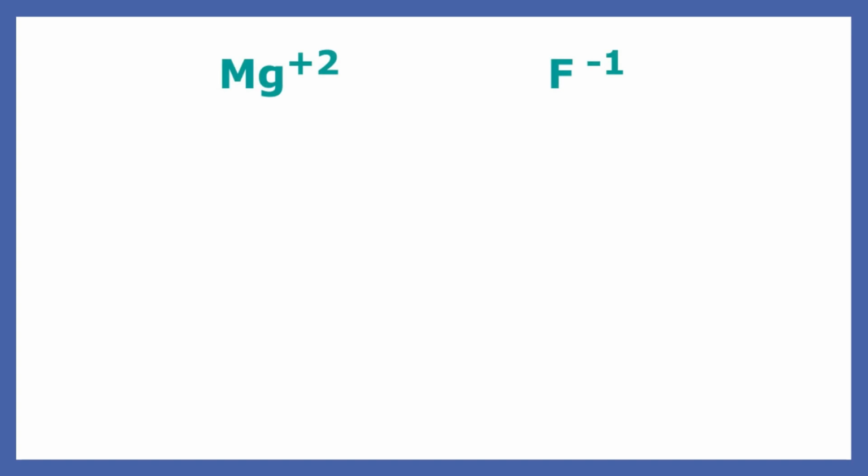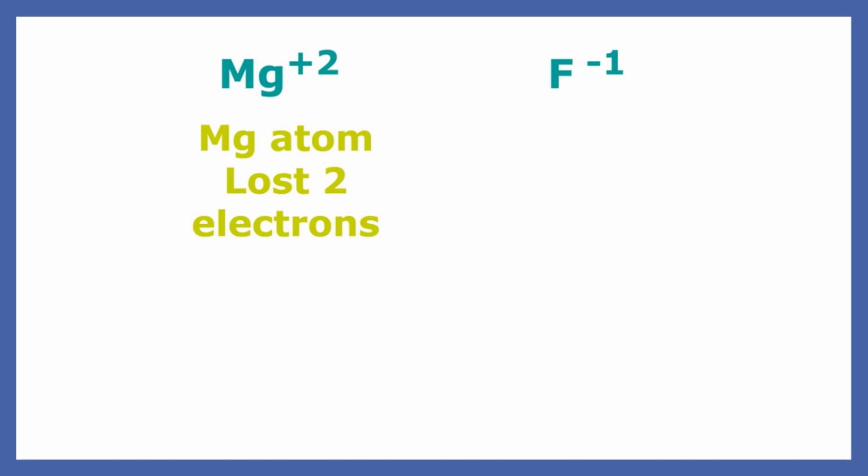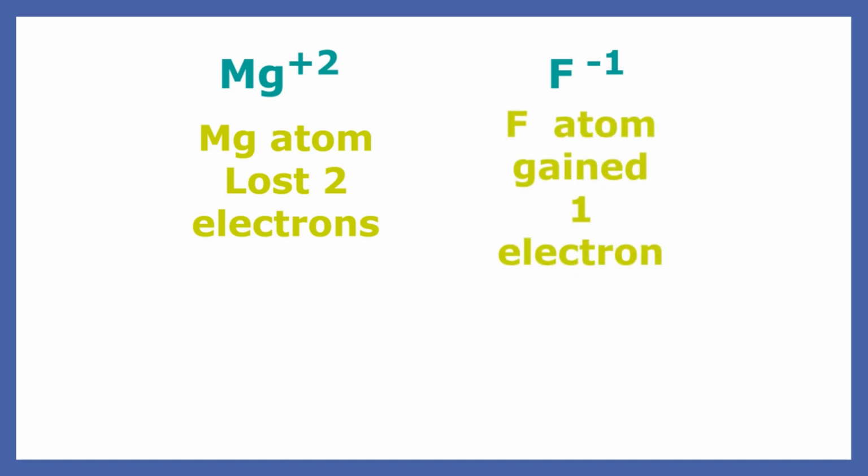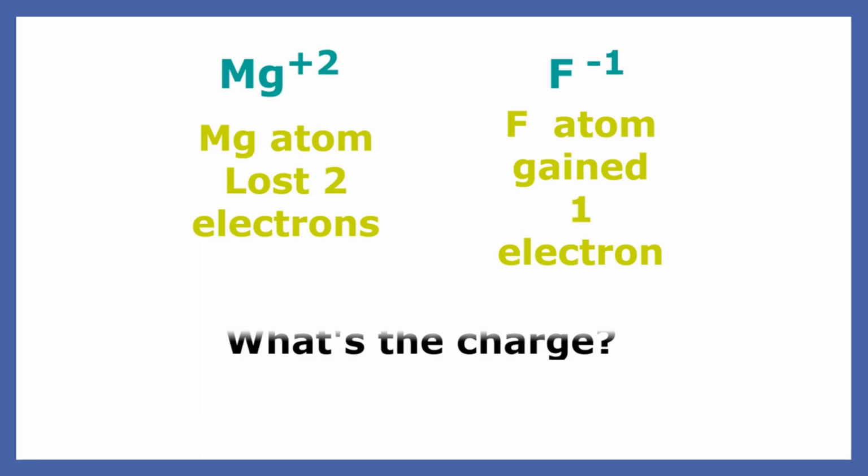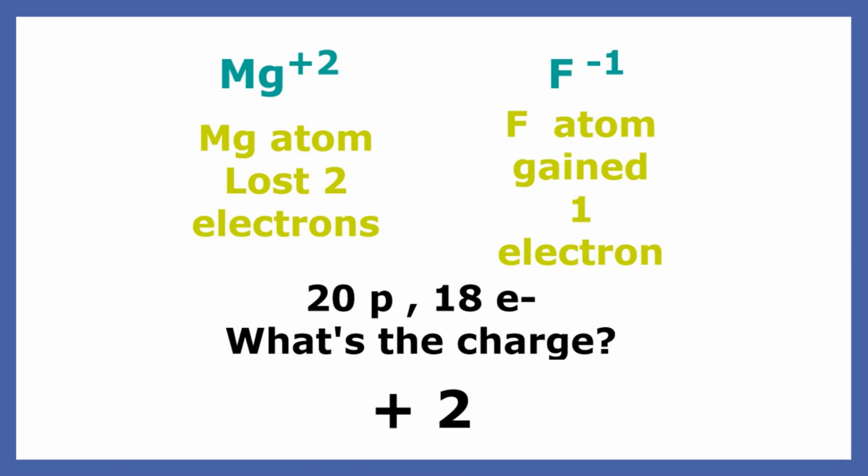Atoms become charged electrically by losing or gaining electrons. When they do, they're called ions. When magnesium loses 2 electrons, it obtains a +2 charge. Fluorine tends to gain 1 electron and obtain a -1 charge. An atom with 20 protons and 18 electrons would have a charge of +2.